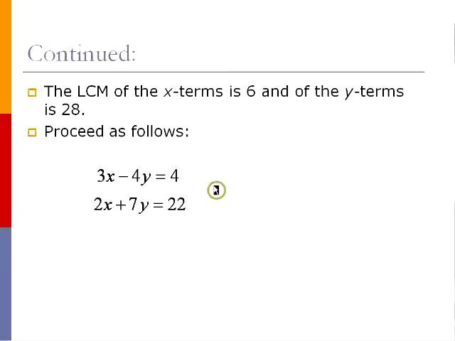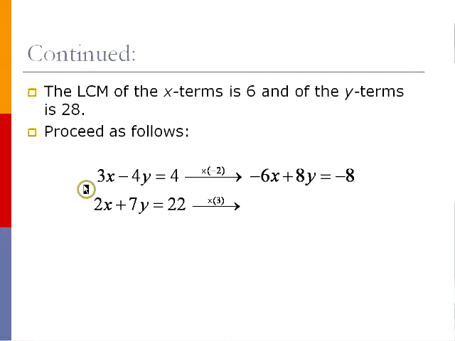I want to try to eliminate my x terms, and I'm going to get the coefficient of this x term to be 6 or negative 6, and this one here to be the opposite, negative 6 or 6. We're going to proceed by multiplying the first equation by negative 2, giving an x coefficient of negative 6x. Our y's then, negative 4 times negative 2, is going to be positive 8. Our constant term, 4 times negative 2, is negative 8.